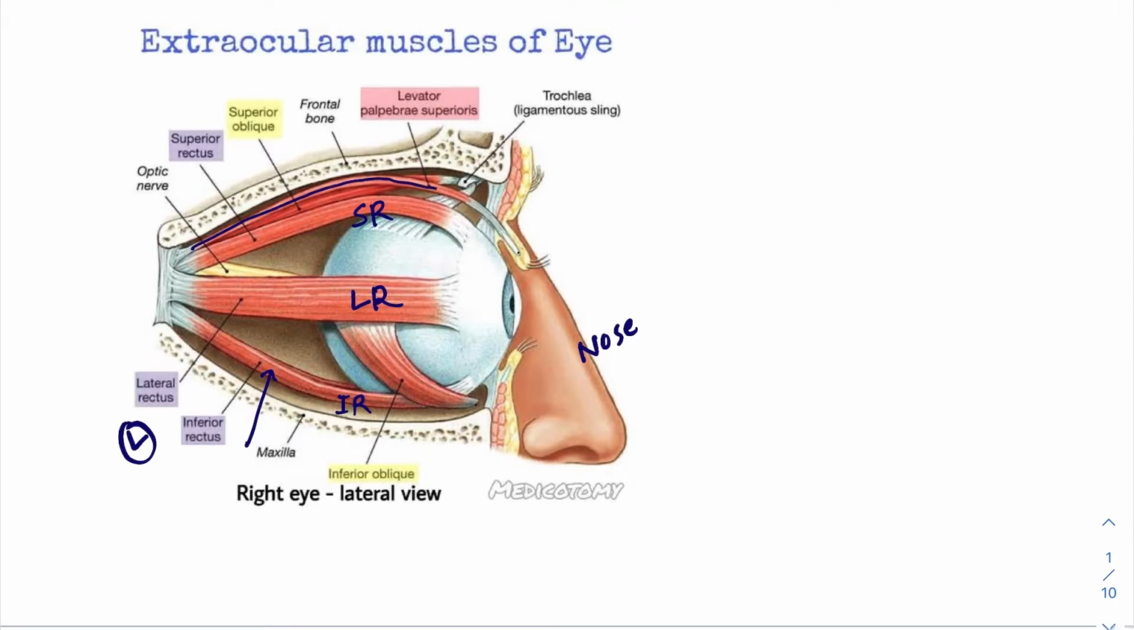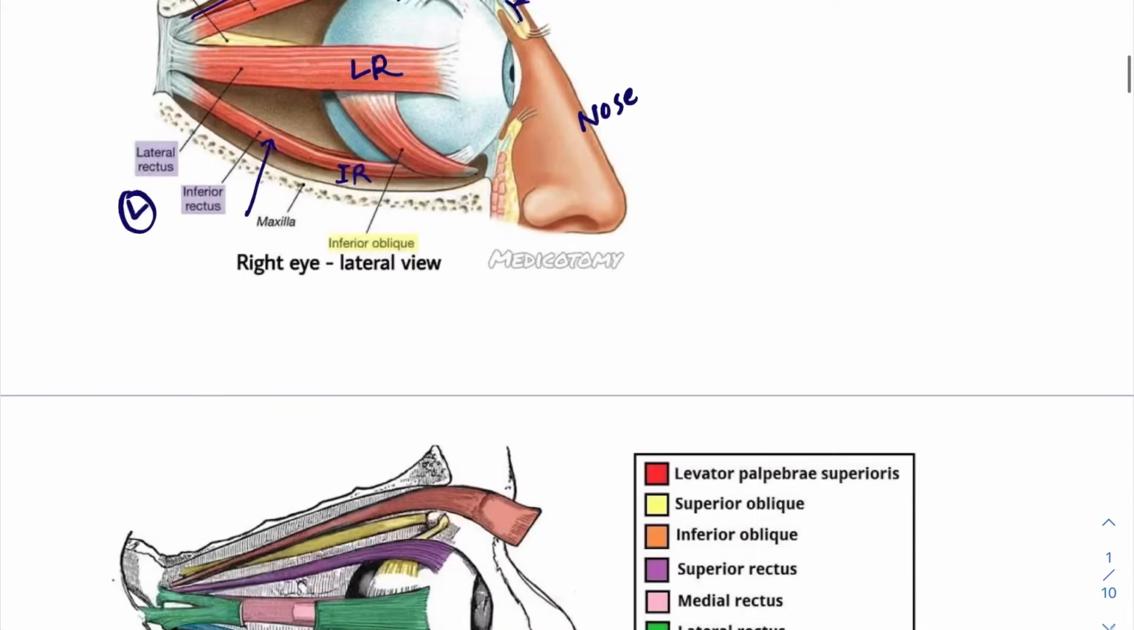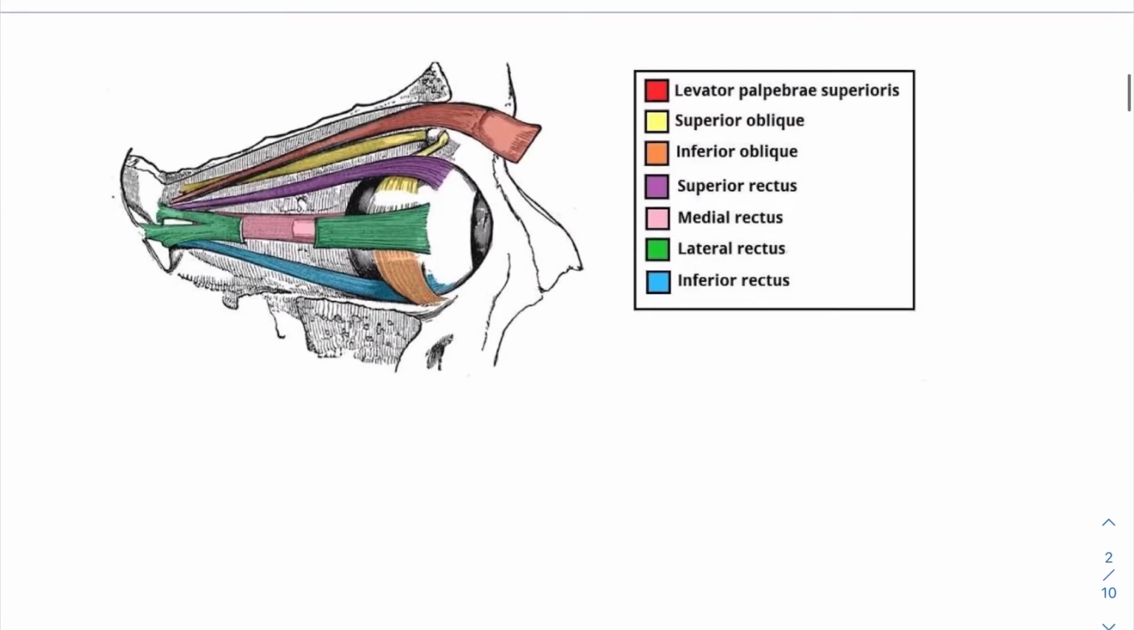And the muscle which comes from here and attaches to the eyelid is LPS, and the muscle which passes through the trochlear ligament is superior oblique. So let's see another image.